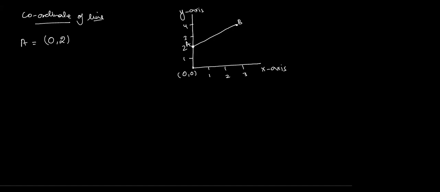It means you have to write x and y. It is arbitrarily chosen, the rule of mathematics, that you first write the value of x, then you write the value of y.